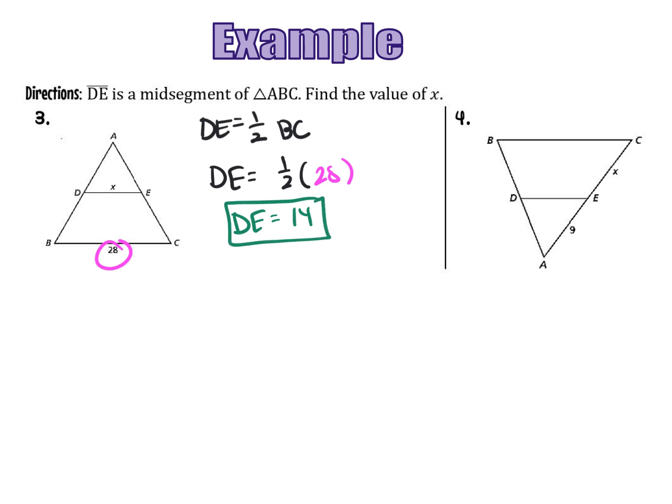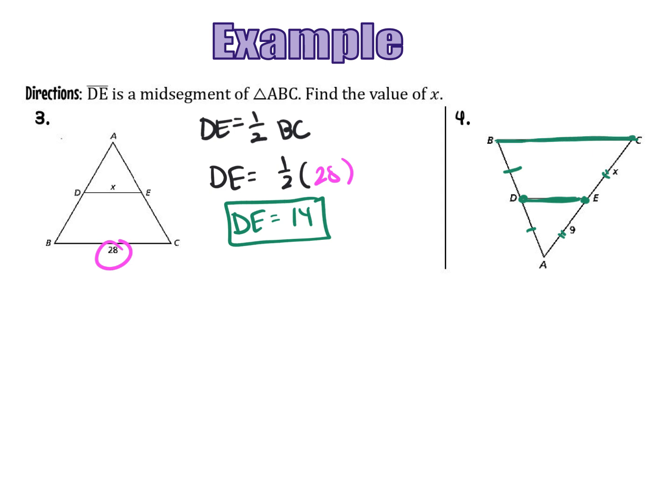Let's look at number 4. Again, we know that DE is the midsegment, so these are midpoints, and that means that these sides are the same and these two sides are the same. It means that this segment DE is parallel to this segment, and it means that, just as we showed on number 3, that DE is 1/2 as long as BC.